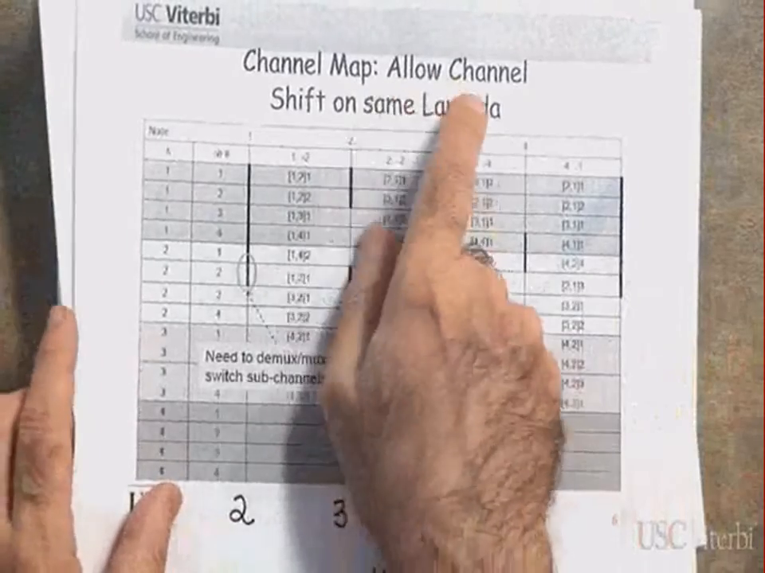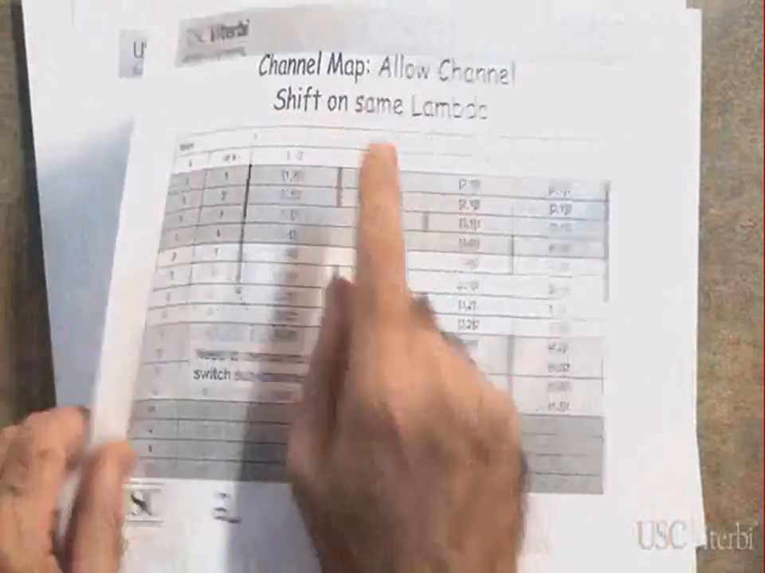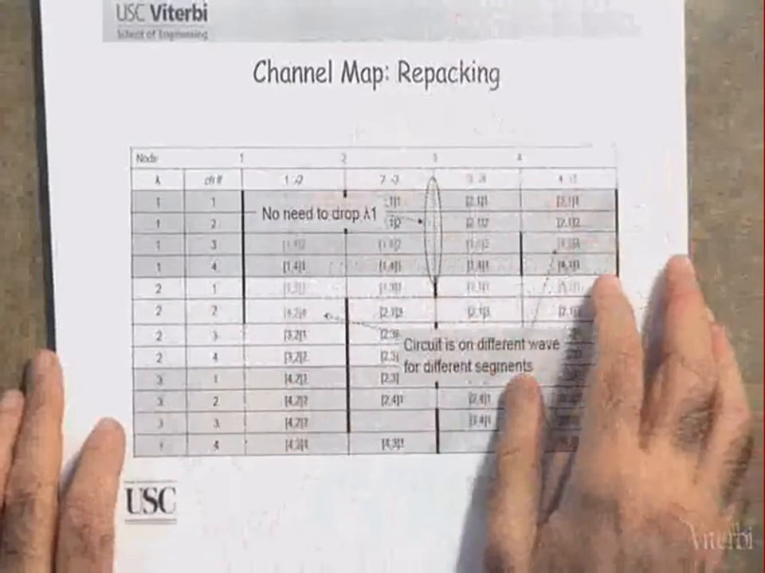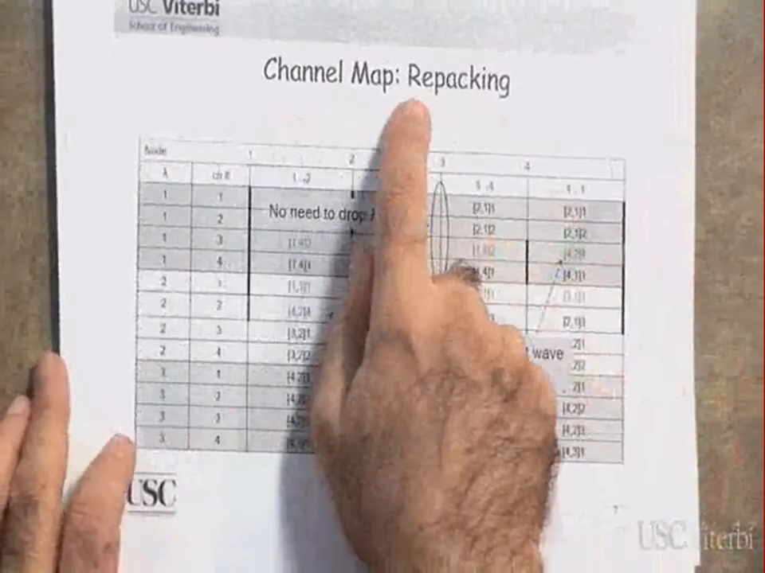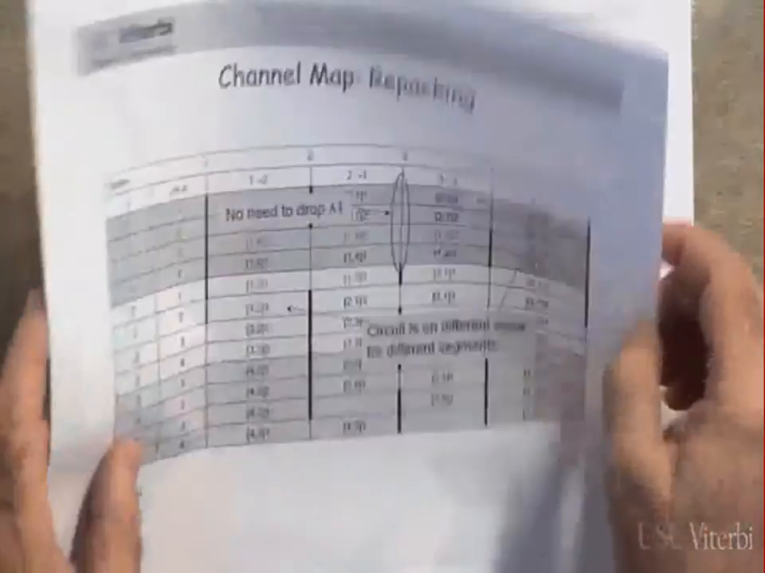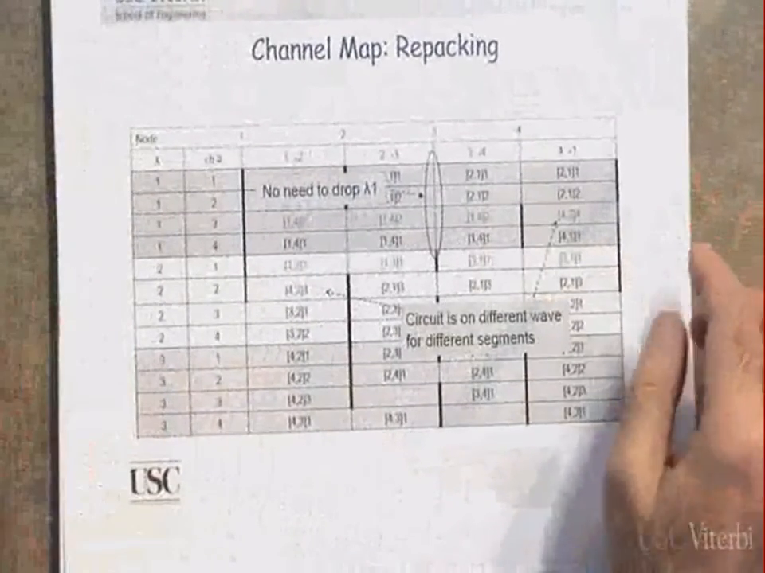So this one, allow the channel shift on the same lambda. Now, allow changing lambda also. This is what is known as repacking. Repacking, so that you understand what I'm talking about. Let's see if you can help me here.